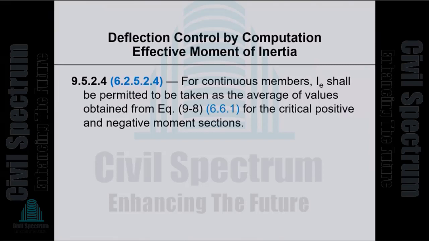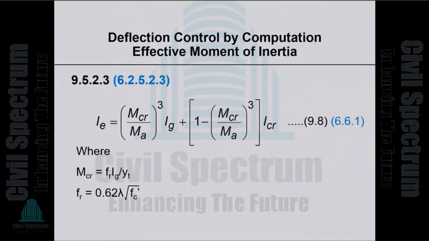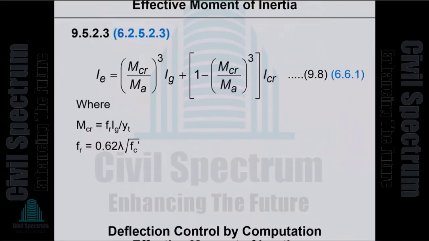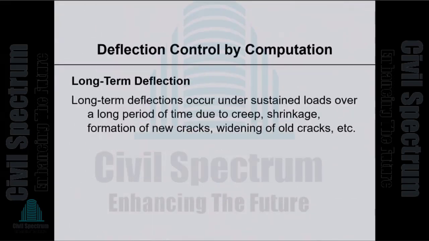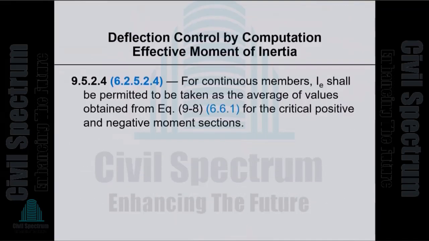But everything we have done is for a particular section. So what is the member moment of inertia or stiffness? This is saying that you take the average moment of inertia of the negative beam sections and the positive beam sections and use that for the entire beam.